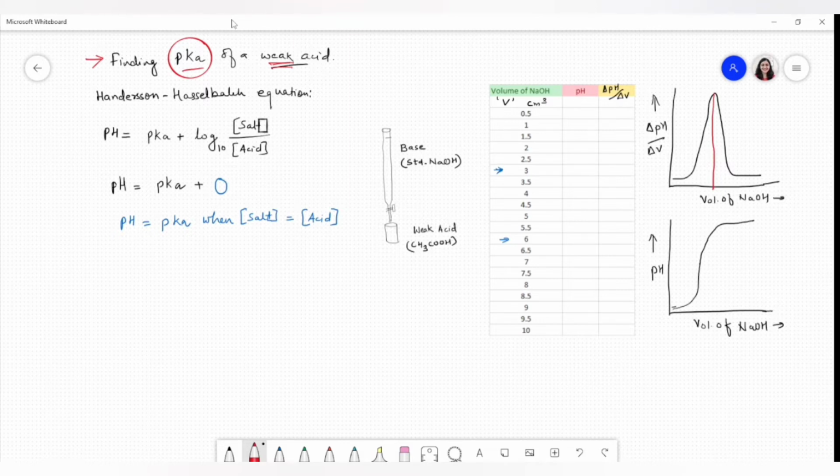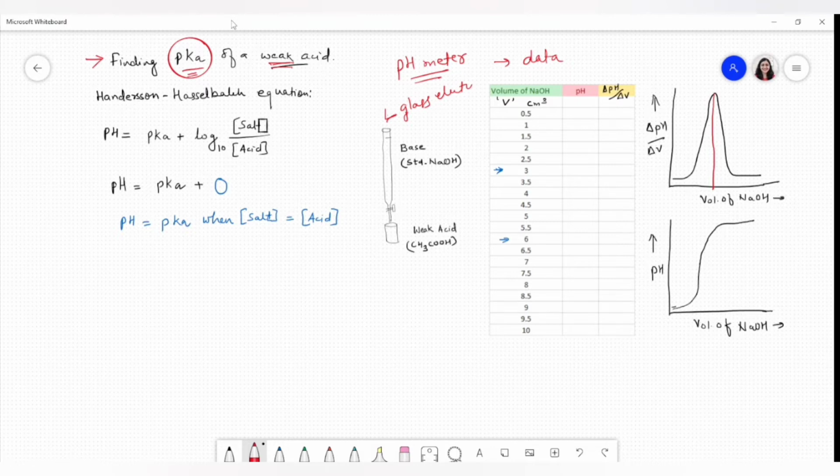So let's try to understand. Let's set up an experiment where we have the pH meter, which will help us in finding out the pH values, and then we will calculate the pKa value by the data that we will get from the pH meter. In pH meter, we are going to use a glass electrode which has the sensor, and that will help us in finding out the pH values.